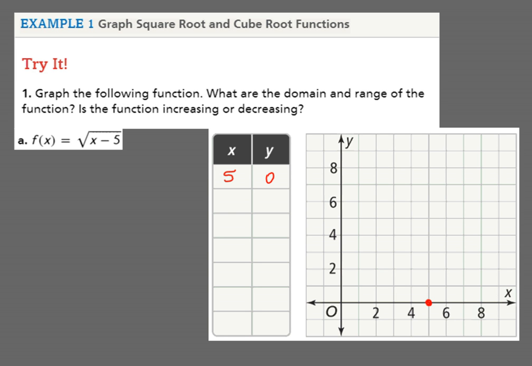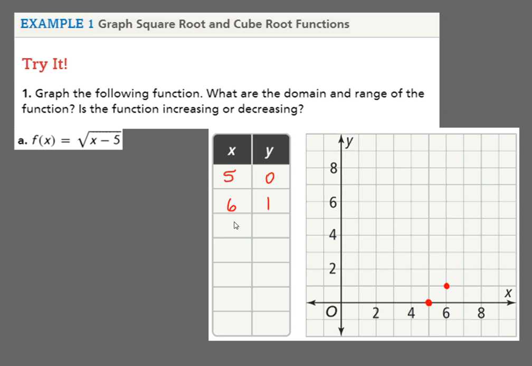Now, what happens if I plug in 6? 6 minus 5 is 1, and the square root of 1 is 1. I can graph that. (6, 1) is a point. So it looks kind of like a straight line right now. 7 would give me 2, and I don't know the square root of 2. The square root of 2 is not a nice round number, so I can't really use that one.